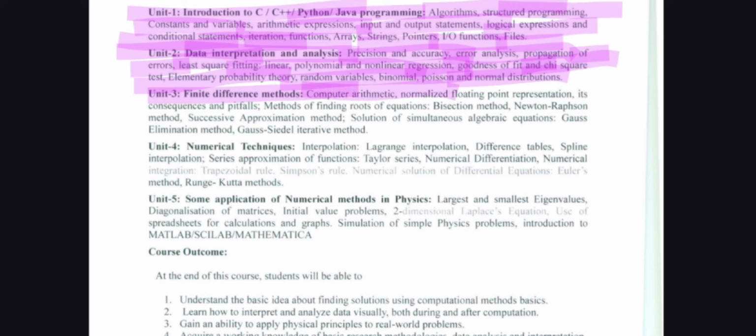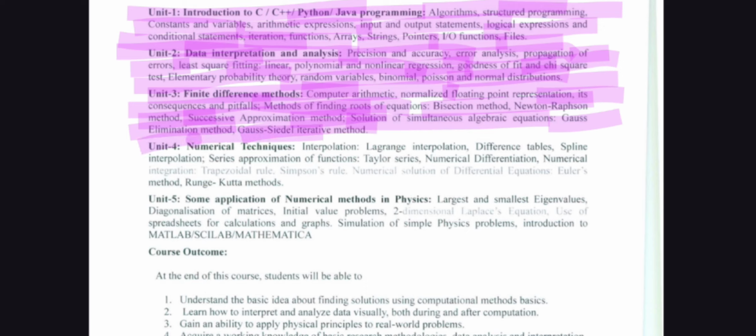Computer arithmetic, normalization, floating point representations, its consequences and pitfalls, methods of finding roots of equations, bisection method, Newton-Raphson method, successive approximation method, solution of simultaneous algebraic equations, Gauss elimination method, Gauss-Seidel iterative method.